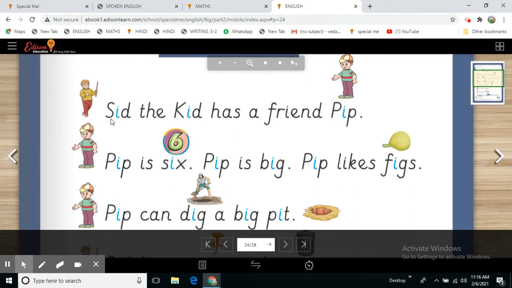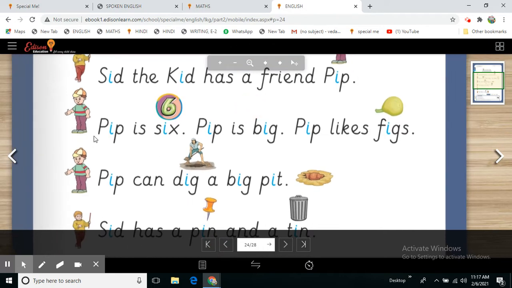Okay, start. Sid, S-I-D. The, T-H-E. Kid. Has, H-A-S, a friend, F-R-I-E-N-D, Pip. Sid the kid has a friend Pip. The kid whose name is Sid, who is his friend? What is the friend's name? Pip. Okay. Sid the kid has a friend Pip.